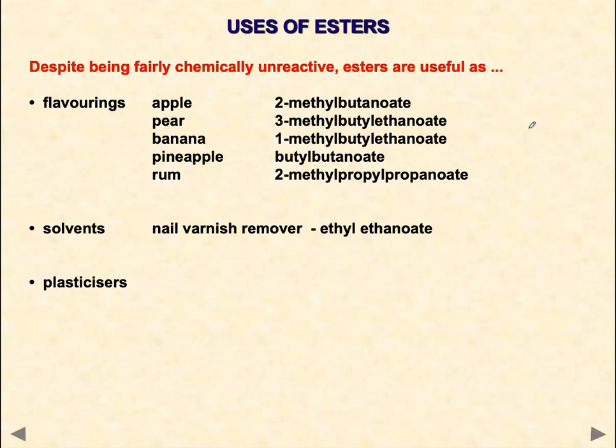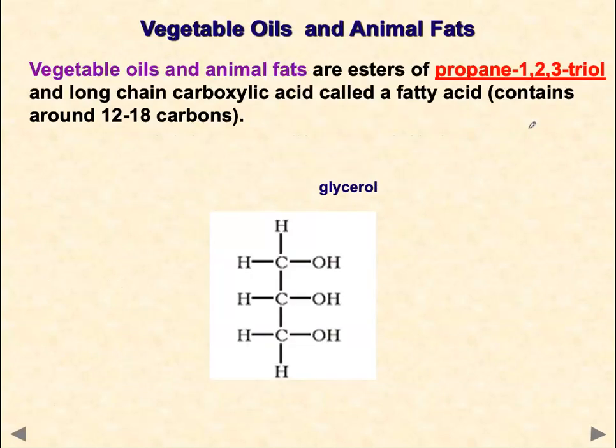Uses of esters: solvents, flavorings, plasticizers, and esters are used in the industry of making water-based creams, to prevent skin from drying up. What about the role of propane-1,2,3-triol, glycerol? Vegetable oils and animal fats are esters of propane-1,2,3-triol. Basically, long chain carboxylic acids are called fatty acids, which contain around 12 to 18 carbons. Glycerol is propane-1,2,3-triol. So you can see now it's got 3 carbons and 3 hydroxyl groups attached.